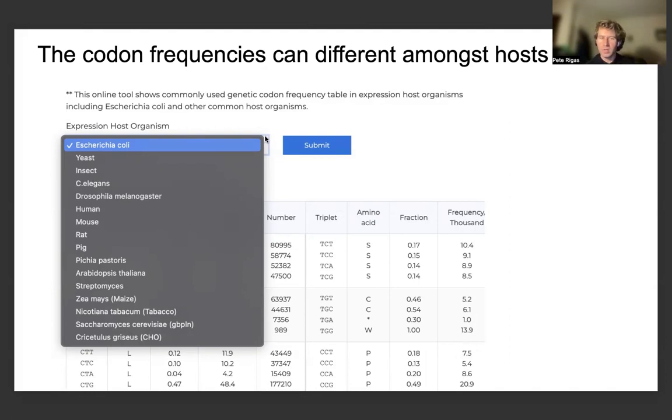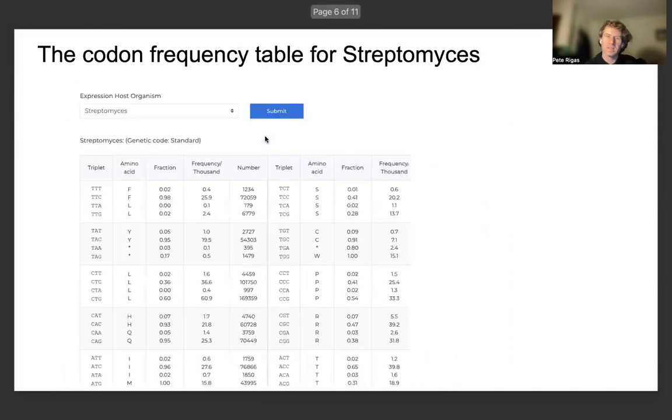coli host organism, there can also be many other types of host organisms, from human, mouse, rat, pig, or even C. elegans or insects or different strains of yeast or even streptomyces. In the case of streptomyces, we can see that the codon frequency table is given in a similar form, in which in the leftmost column of the codon frequency table, we have different possible triplets. But the thing is that the fraction and also the frequency per thousand, which are respectively given in the third and fourth columns of the codon frequency table, can widely differ.